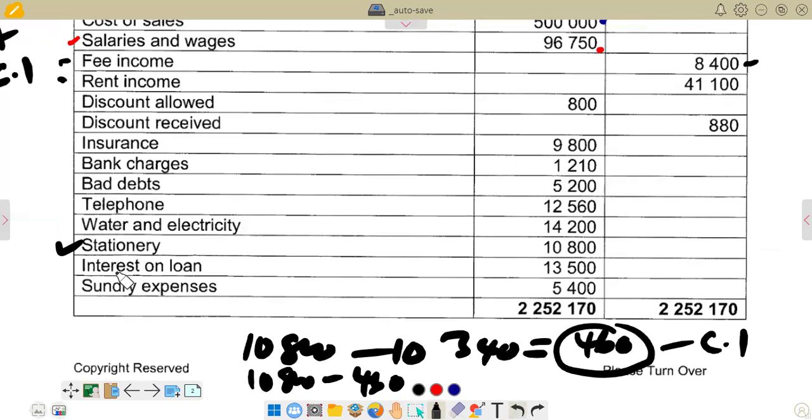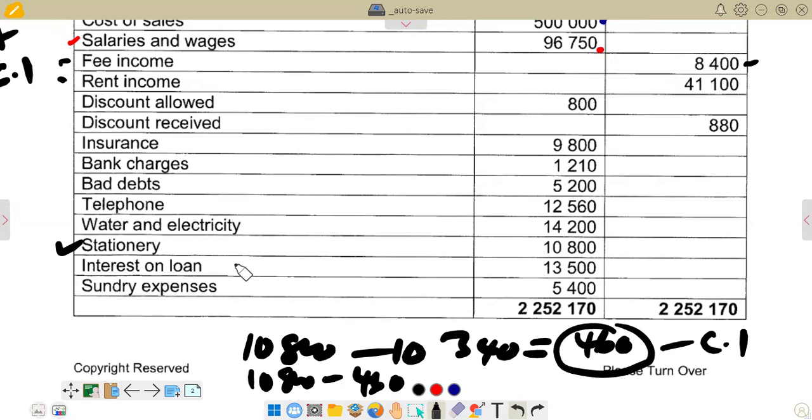So on the list of balances after stationery, we've got interest on loan 13,500. But this represents interest on loan that was paid. So basically, what we have in the list of balances represents something that was paid. Then we need to see on the additional information if this amount is the actual amount that belongs to this period or not. If it's not, we will have an instruction in the additional information, then adjust for that figure to get the exact amount that belongs to that period.